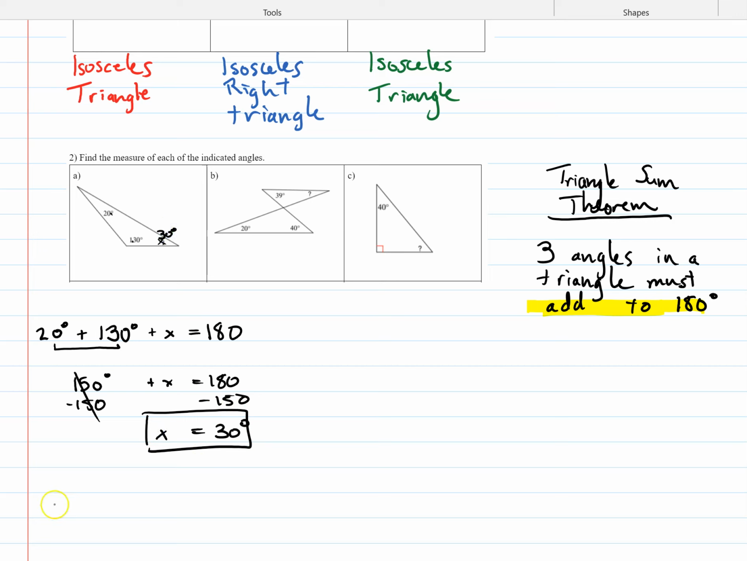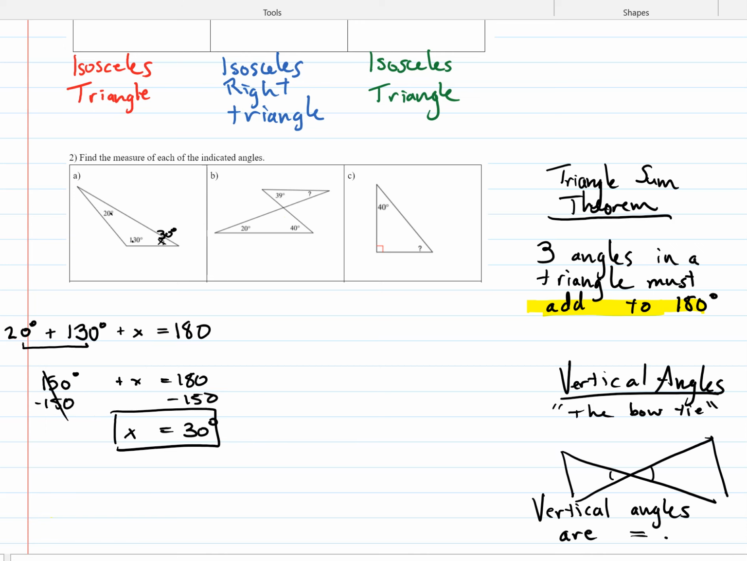Part B. Okay, we need another result, vertical angles. I call these the bow tie angles because they kind of look like a bow tie. Vertical angles are equal. Part B has vertical angles, even though it's twisted to the side. These two angles are vertical angles, so if this one is X, then the other one in the second triangle is also X. So there's two triangles here.